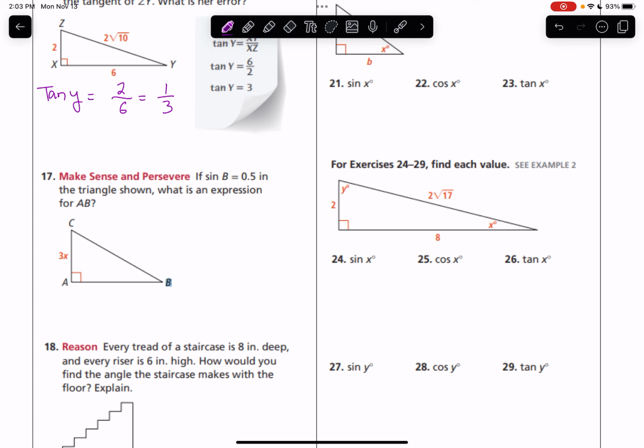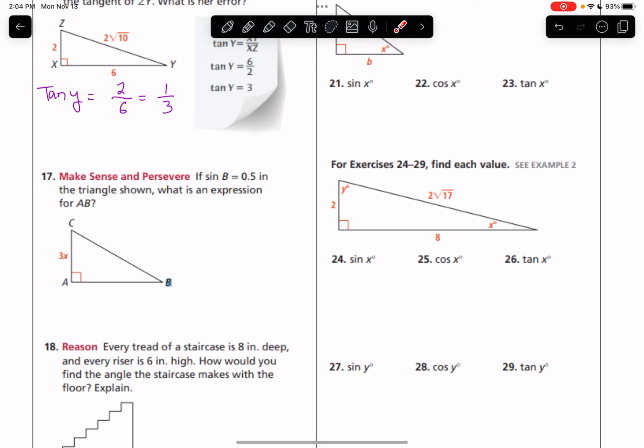Number 17, if the sine of b is 1/2 in the triangle shown, what is an expression for AB? This is weird. All right, but we know the type of triangle that has a sine of 1/2. If I'm starting from angle B, any time that the sine is 1/2, that means that opposite over hypotenuse is 1/2. So we just say 3x divided by what? 3x is half of what?